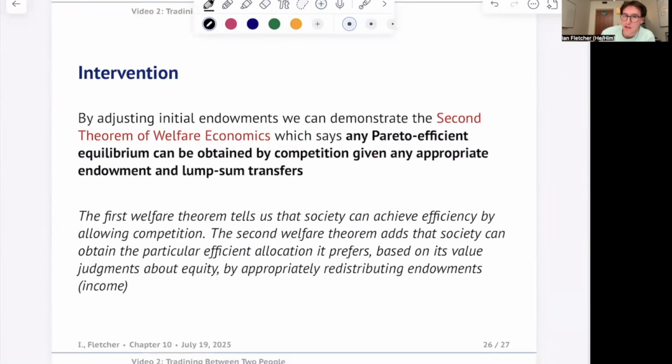So by adjusting the initial endowments, we demonstrate the second theorem of welfare economics, which says that any Pareto efficient equilibrium can be given by appropriate endowment and lump sum transfers. So the first welfare theorem tells us that society can achieve efficiency by allowing competition. The second says that welfare can add to society by obtaining the particular efficient allocation it prefers based on value judgments about equity and appropriately redistributing the endowments.